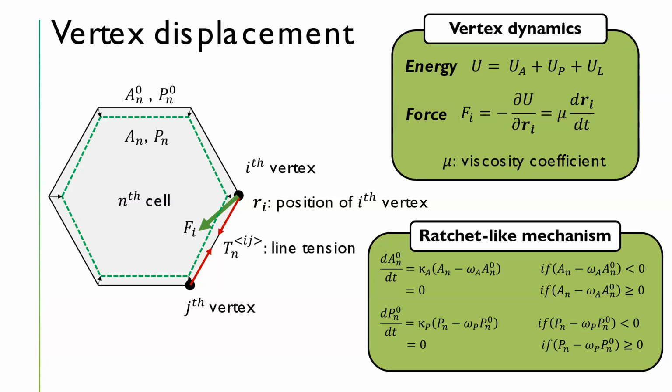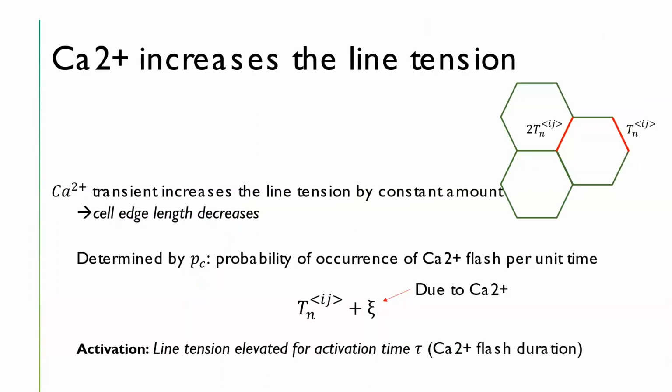So this gives you the force balance on every vertex. As you evolve your simulation, you'll see the force on each of the vertices cause the vertices to move. Going in sequence, when a calcium flash occurs in a cell, that increases the line tension. The calcium transient increases line tension by a constant amount, and this causes the cell edge length to decrease. So if you had this balance between the elasticities and line tension, a calcium flash would break that balance and cause the cell to suddenly shrink.